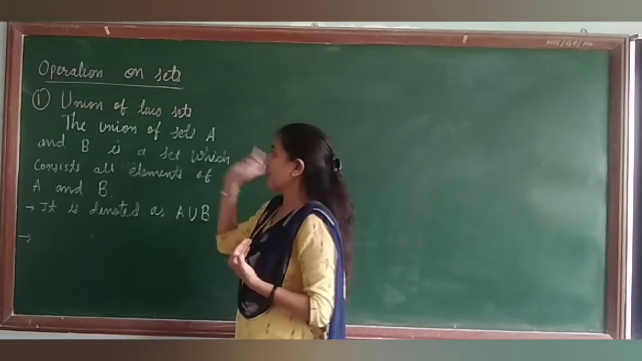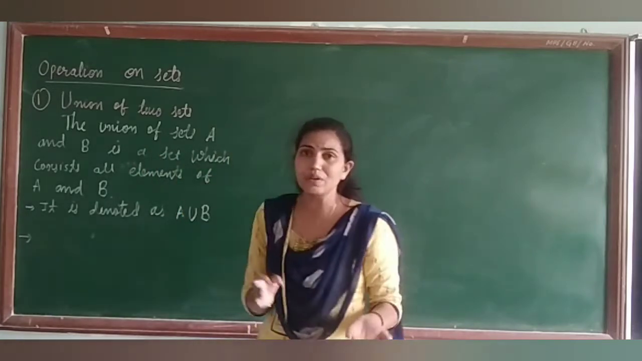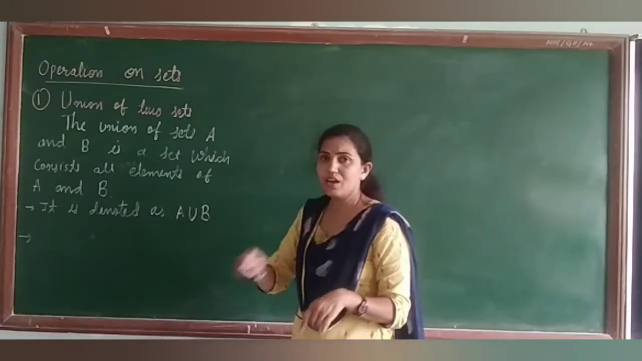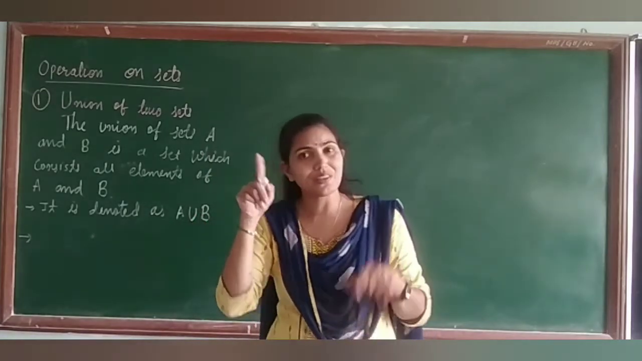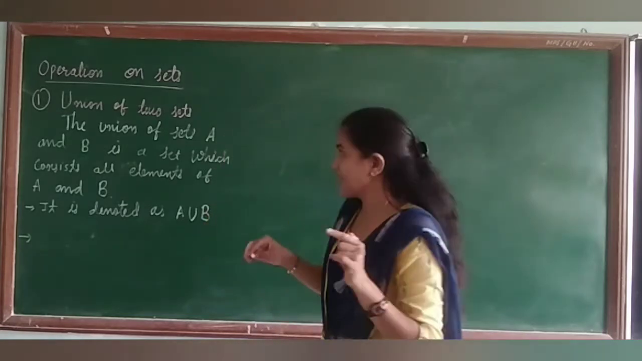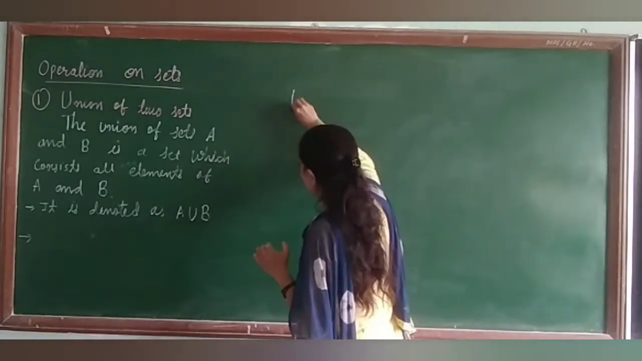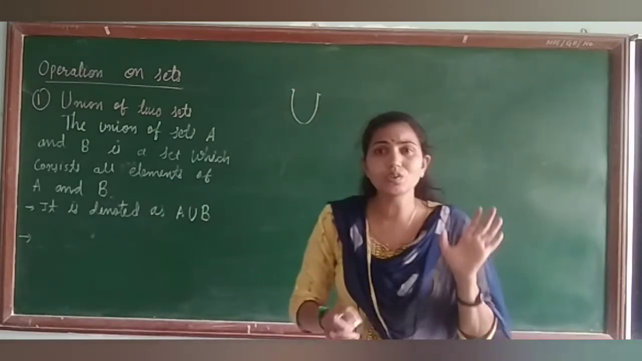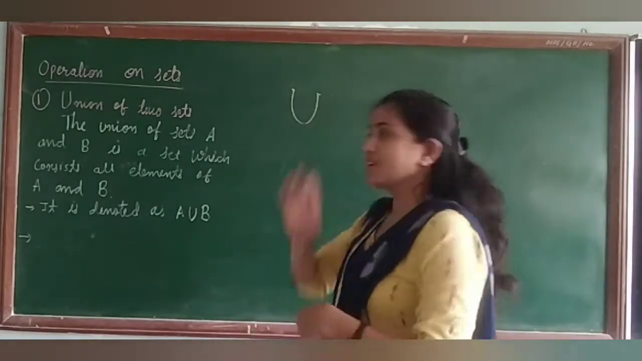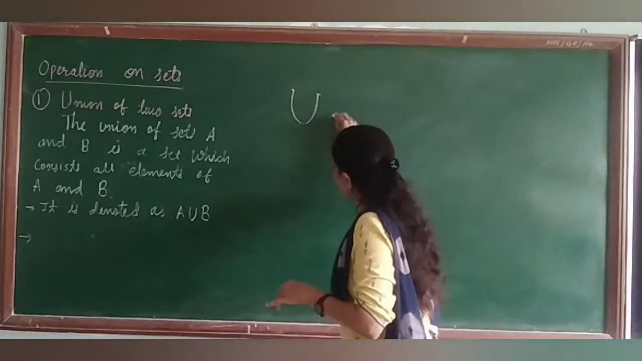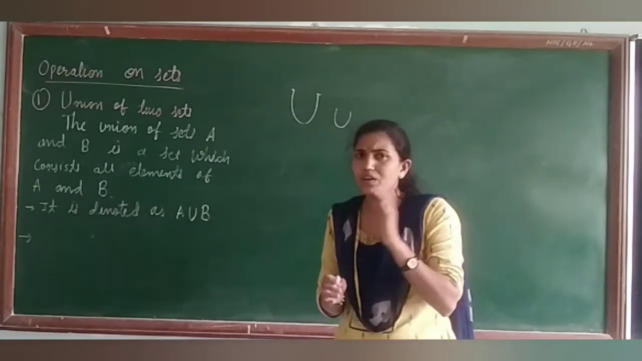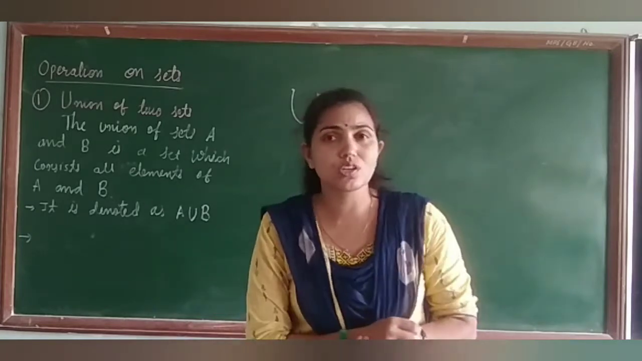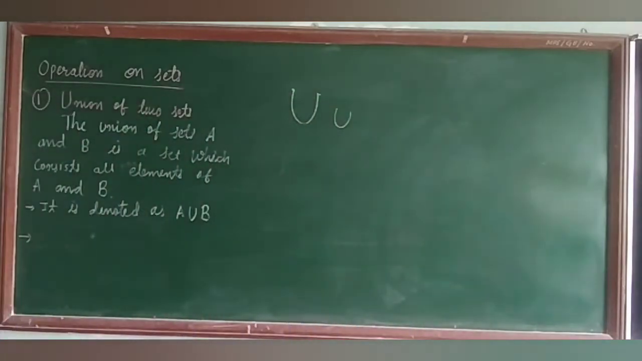So union is a set, A and B is a set which consists all the elements, but the bigger U we will use as a universal set. So whenever you have to write a union set or a universal set, just use the slightly bigger U for the universal set, and the union you can write like this. Similar, but smaller, there is a slight difference in size. So this is the notation for the union of the set.